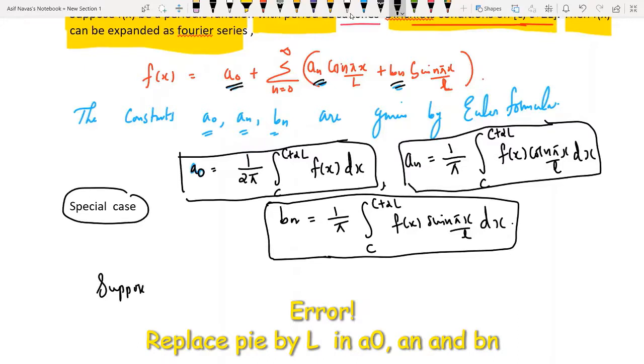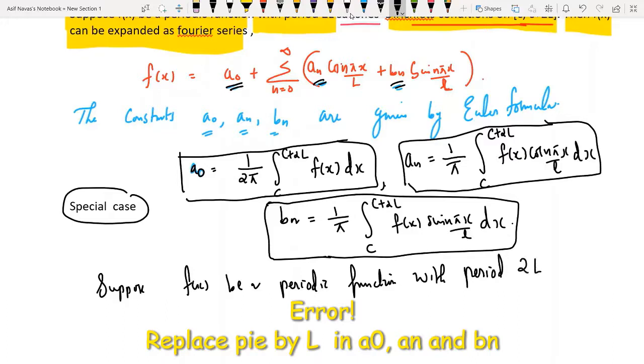Suppose f of x is a periodic function with the period 2L, defined on the interval minus L to L, and satisfies the Dirichlet conditions.